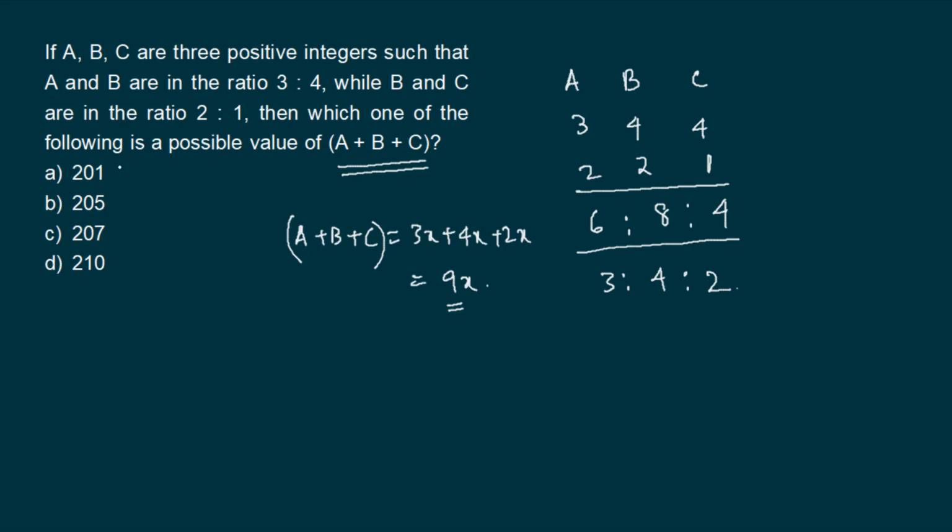2 plus 0 plus 1 is 3, it is not divisible by 9. 2 plus 0 plus 5 is 7, not divisible by 9. 2 plus 1 plus 0 is 3, again not divisible by 9. 207, sum of digits is 9, which is divisible by 9. So 207 can be the value of a plus b plus c. Why are we looking out like this? Because all these are positive integers. Values of a, b, c can't be fractions. Option C fits in.